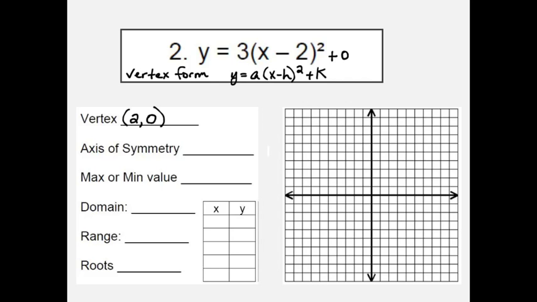Now the axis of symmetry, x equals the x value of the vertex, so x equals 2. And it has to be x equals. You cannot just put a 2. Now looking at the 3 there, if a is positive, remember it opens up. So because a is positive, the graph opens up.